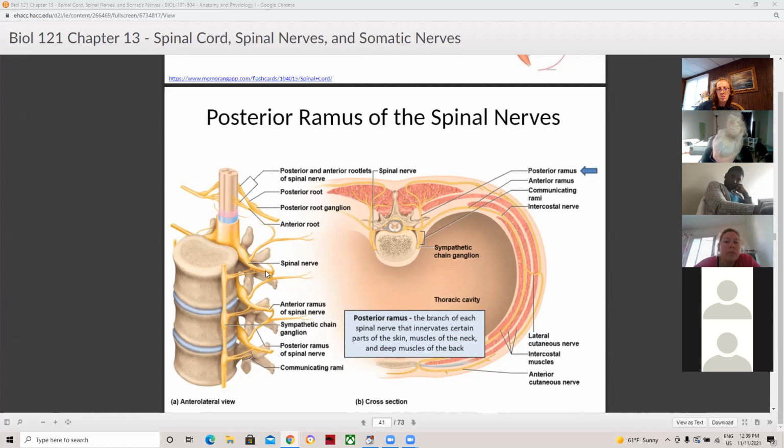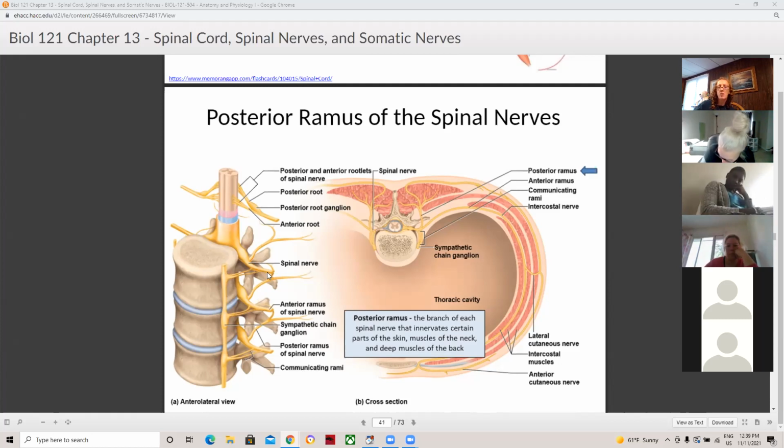Can I ask a question? Go ahead. It says the branch of each spinal nerve that innervates certain parts of the skin. I'm just a little confused about what it means by innervates. Innervates meaning it's involved with the sensory of that area. Okay. So it's what is going to bring in or take out signals to that specific area. Yeah, that's a good question.